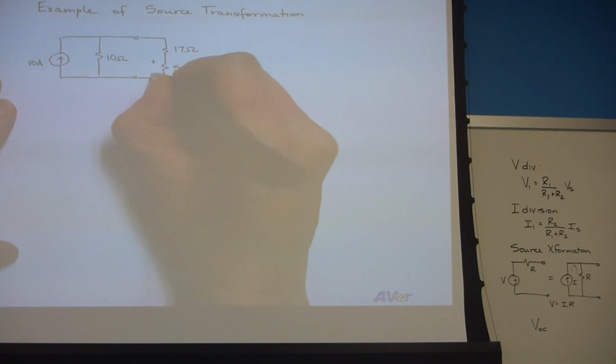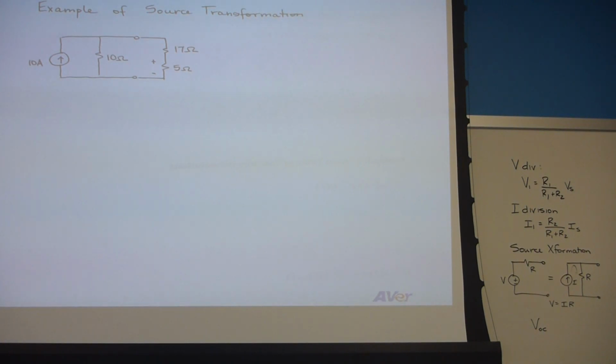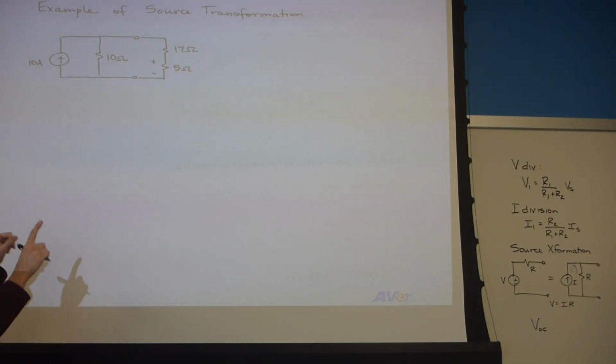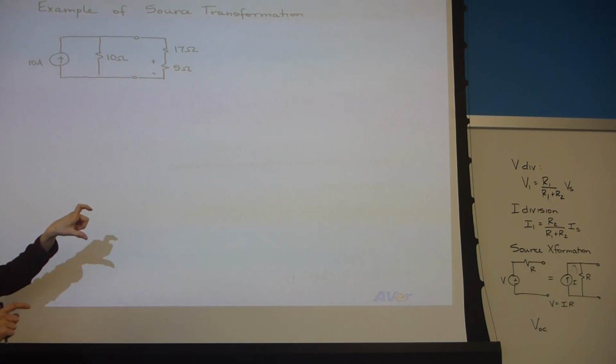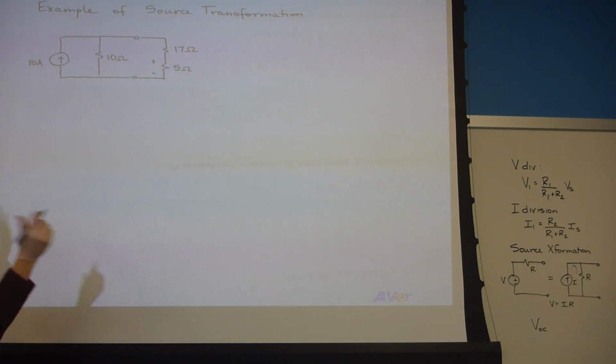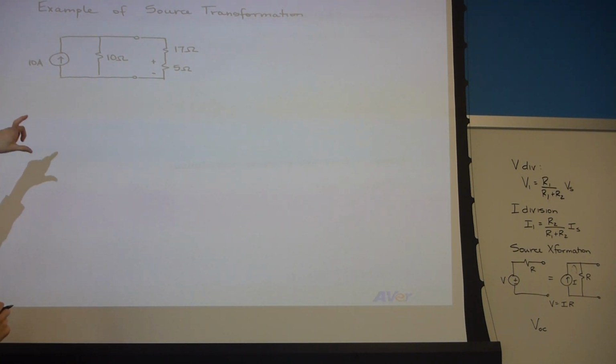I just want to know what is the voltage drop across the 5 ohm resistor only. So importantly, the 5 ohm is not in parallel with the 10. The 5 and the 17 together are in parallel with the 10. So I could combine and try to find the voltage across the terminals that way.